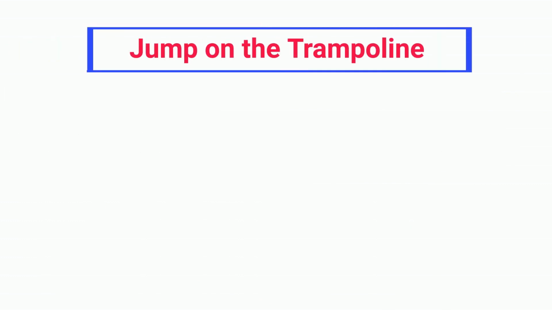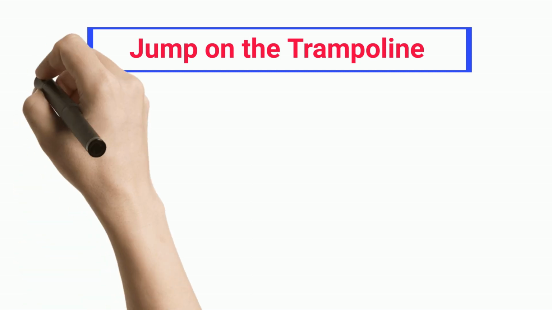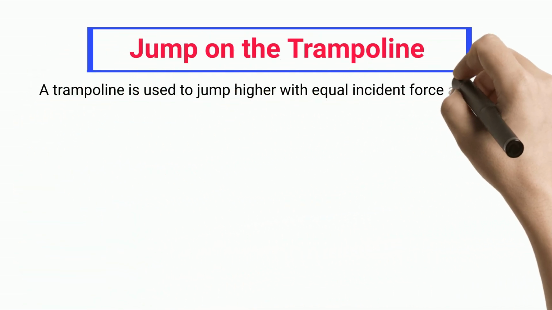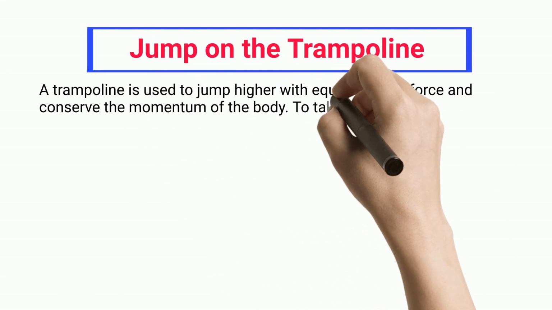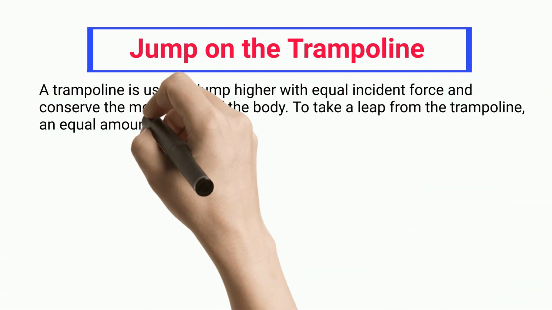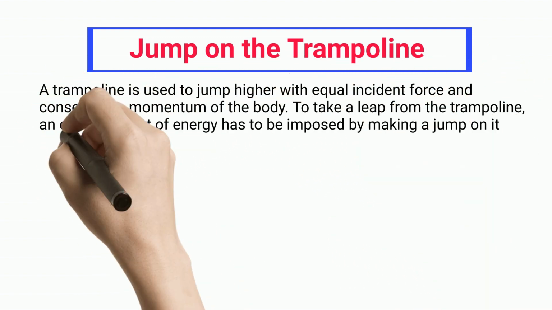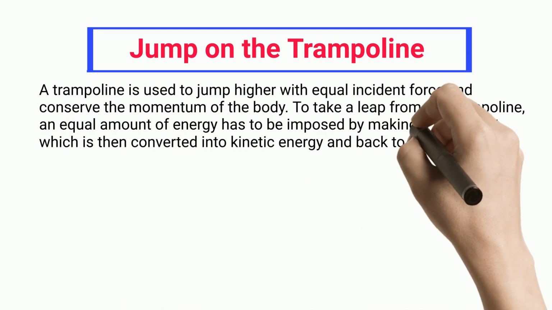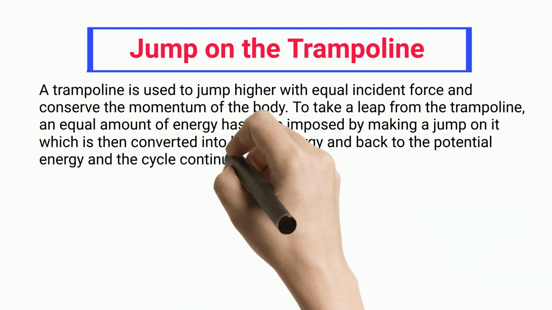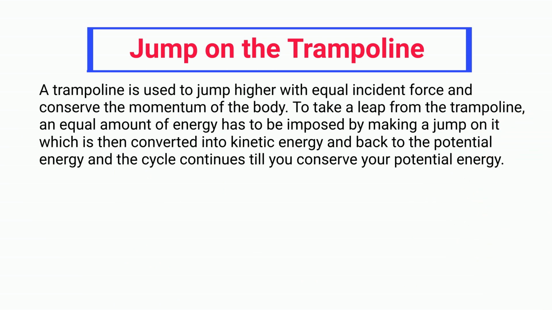Jump on the trampoline. A trampoline is used to jump higher with equal incident force and conserve the momentum of the body. To take a leap from the trampoline, an equal amount of energy has to be imposed by making a jump on it, which is then converted into kinetic energy and back to potential energy, and the cycle continues until you conserve your potential energy.